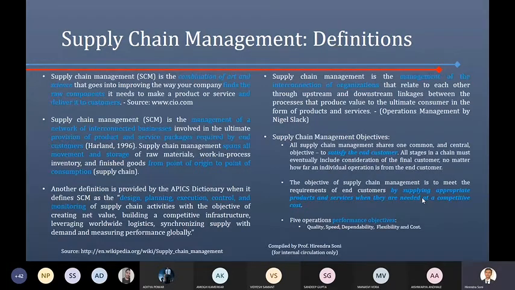Fine. The 5 performance objectives of supply chain are quality, speed, dependability, flexibility, and cost.